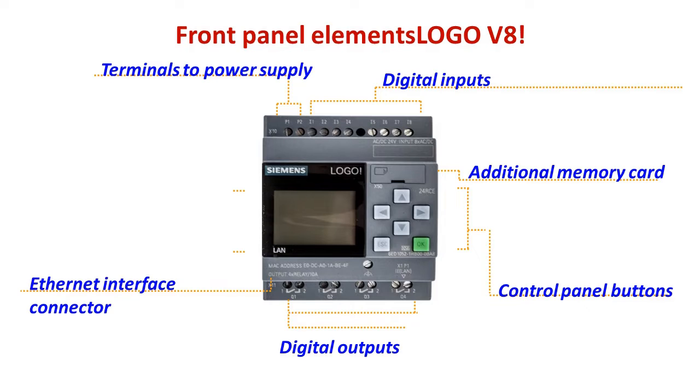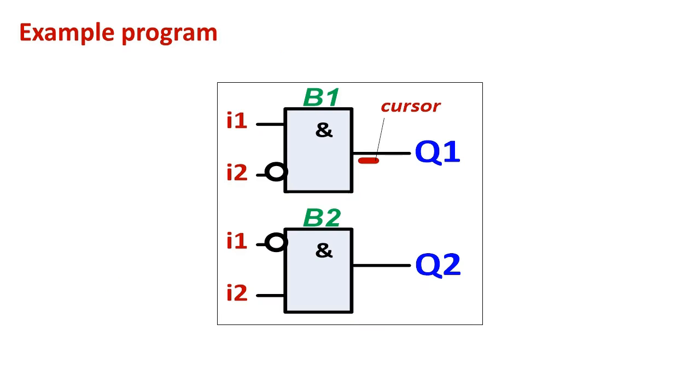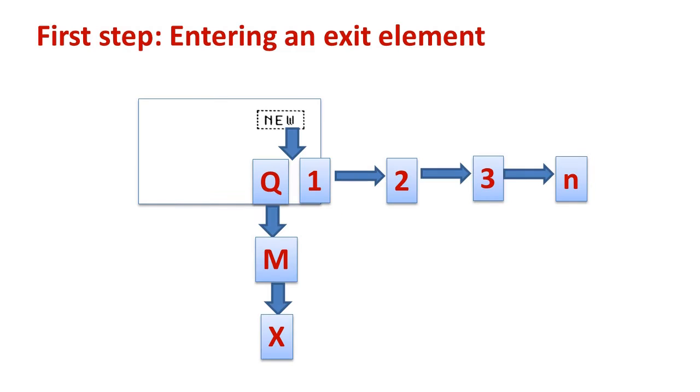The control program can be entered manually from the module panel or using the LOGO Soft Comfort software. On the slide is an example of the program being entered. Entering an output element begins with activating the virtual button New, click OK. The program will display a free output element, for example, Q1.